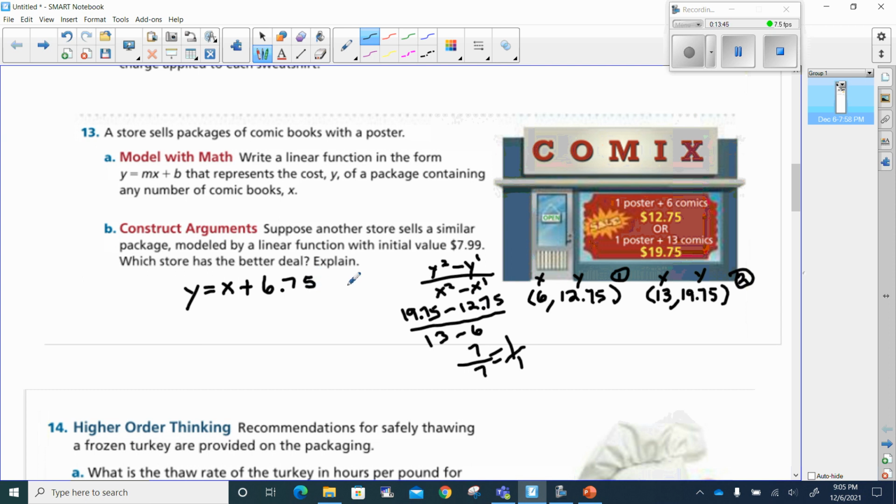All right, and I think we're ready to go from there. And I'm glad I paused there. I realized that this answer is going to be for this one up here, where this is a different question. So I'm going to move my answer here, y equals x plus 6.75. Now I'm going to go to this next question.